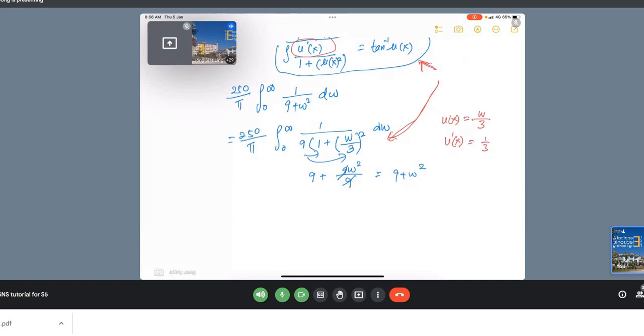Okay, so what you can get here? So 250 divided by pi, and then multiply with this is 1 over 9, we can take out the 1 over 9. And then what else? The integration from 0 to infinity, 1 over 3, which you obtain from here, divided by 1 plus omega over 3 squared d omega.